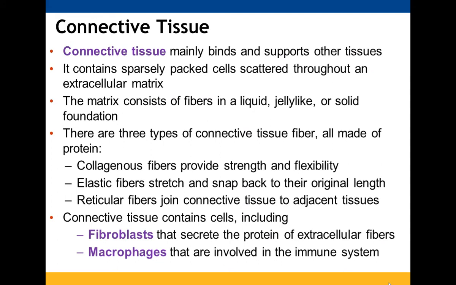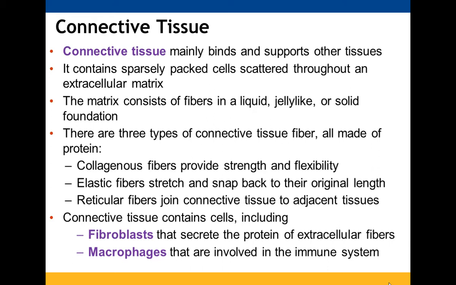Connective tissue is going to be used as a way to bind and support your other tissues. It is dispersed throughout the extracellular matrix, which is just fibers that are more like jello. The types of connective tissue fiber, again made of protein, are your collagenous fibers, your elastic fibers, and your reticular fibers. The collagenous fibers help to give you strength and flexibility. It's what allows our skin to be pliable.